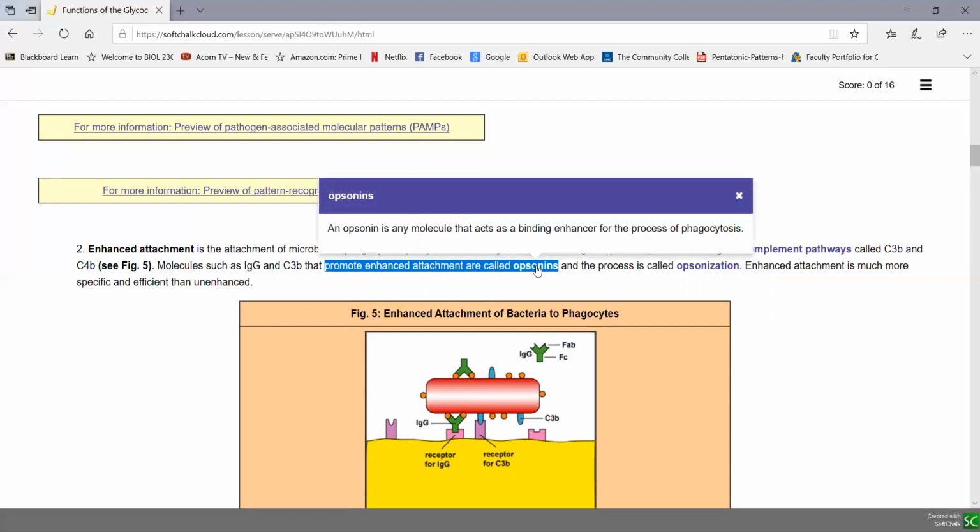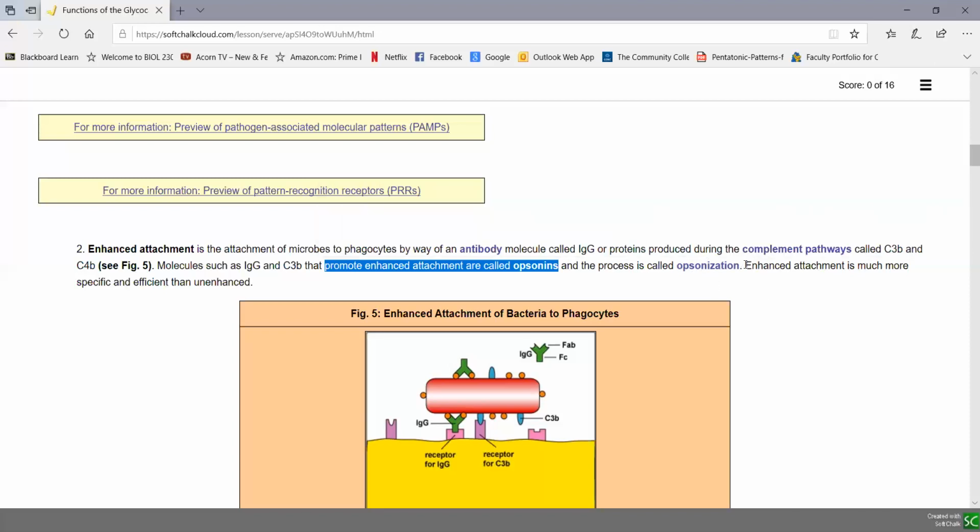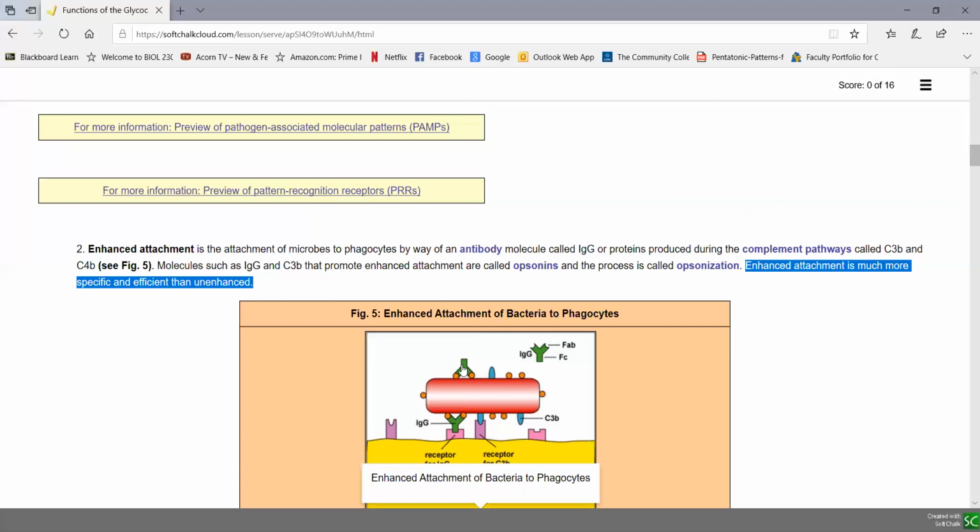And these opsonins then play a role in what we call opsonization. That's where molecules called opsonins, like IgG or complement proteins like C3b, attach microbes to phagocytes. And enhanced attachment is much more specific and efficient than unenhanced attachment. But that might take longer to develop because this can be part of adaptive immunity in the case of antibody molecules, which can take several days to become protective.